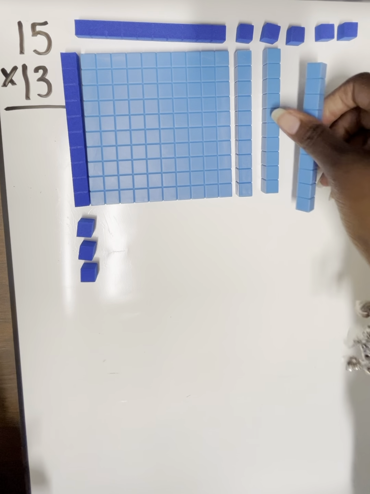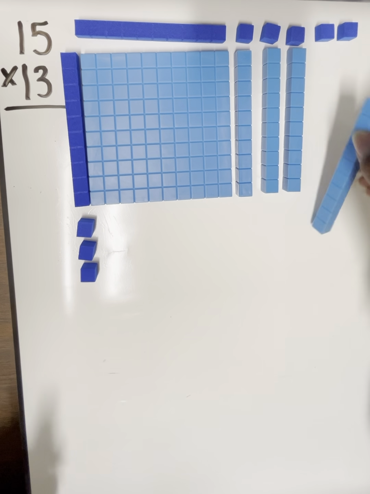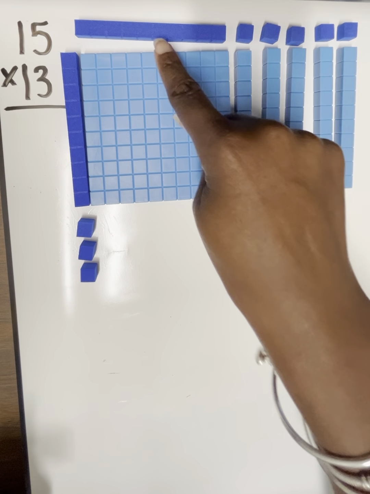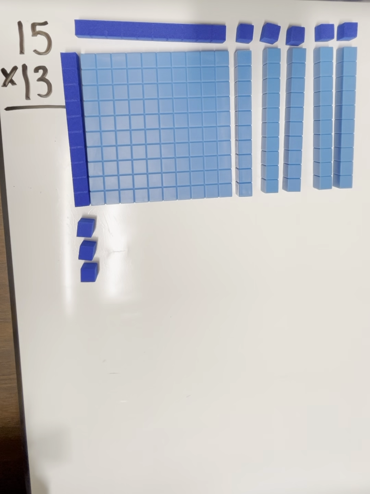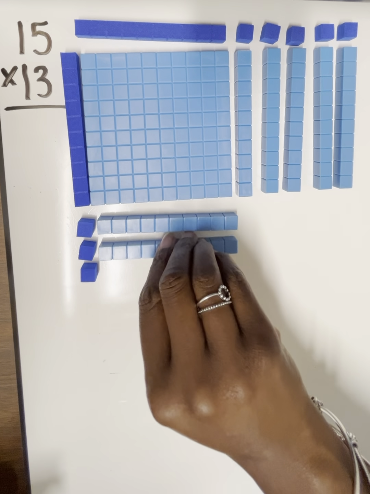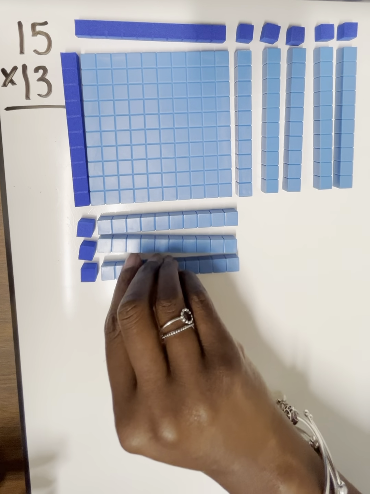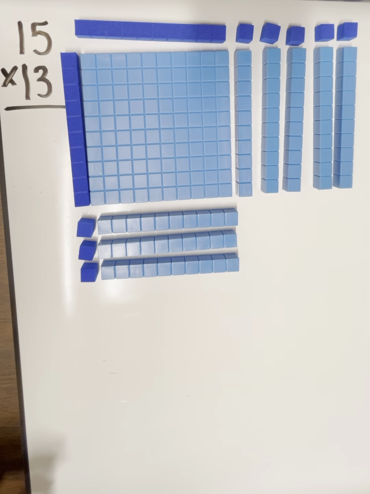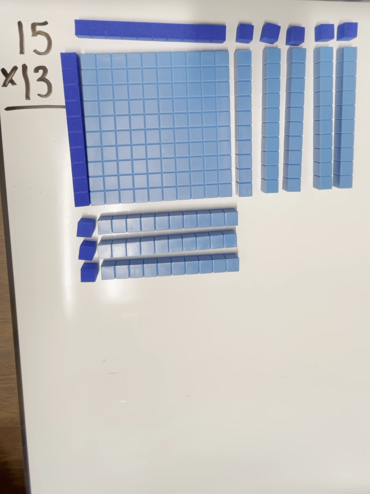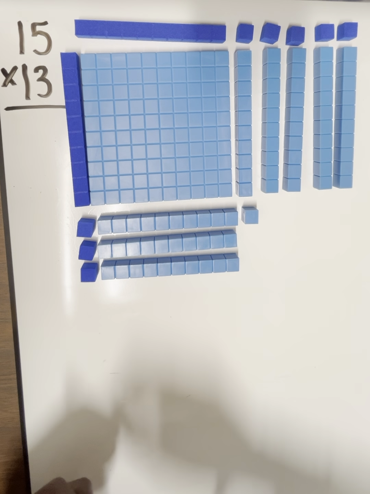Okay, so here go my 5 tens. One 10 times 3 ones is 3 tens, which is a value of 30. And 5 ones times 3 ones has a value of 15 ones. Okay.